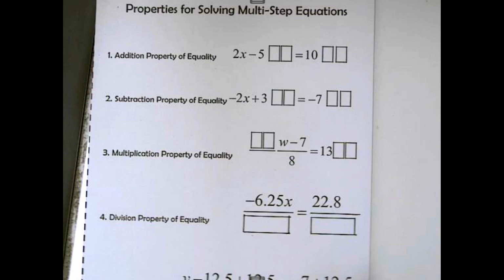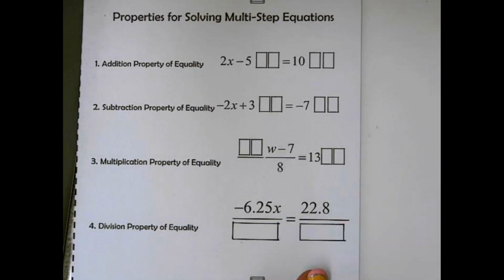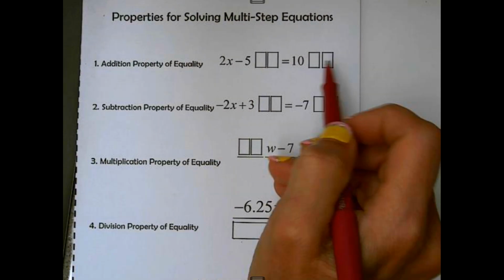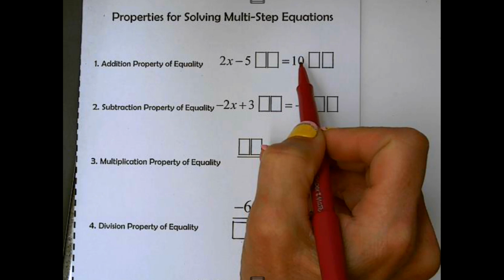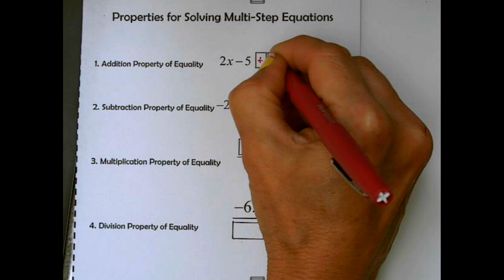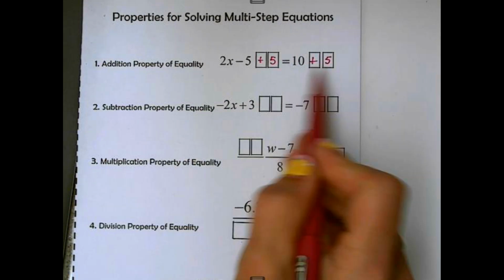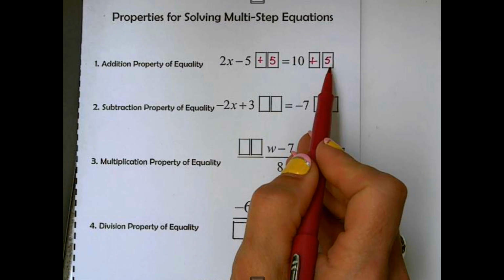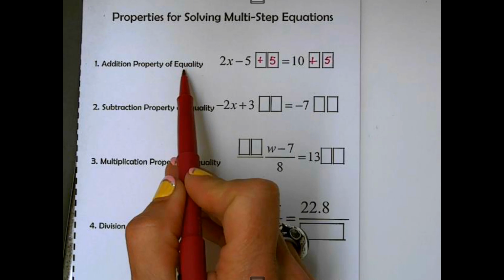So the first property is the addition property of equality. So you were just saying what you would do to both sides of the equation. So if our original equation, two-step equation, is 2x minus 5 equals 10, the inverse of subtracting 5 would be adding 5. So if you see that there's going to be a pull-down menu on the assignment today, you would pick addition property of equality. That's what's happening on both sides of the equation.